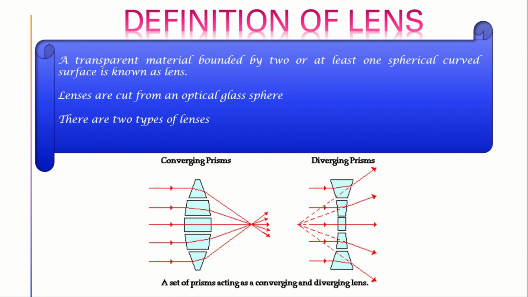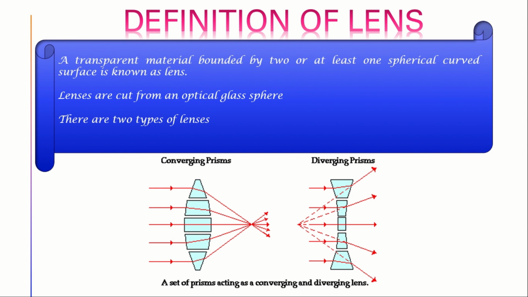So the definition of lens, if they ask you in your board exam, you can write this simple definition itself. A transparent material bounded by two or at least one spherical curved surface is known as a lens. Transparent material means a material which allows light to pass through it. So a lens is one such transparent material which is covered by two sides or one side by a spherical curved surface. If a transparent material is bound by two or one side of spherical surface, then it is said to be a lens. Lenses are cut from an optical glass sphere.